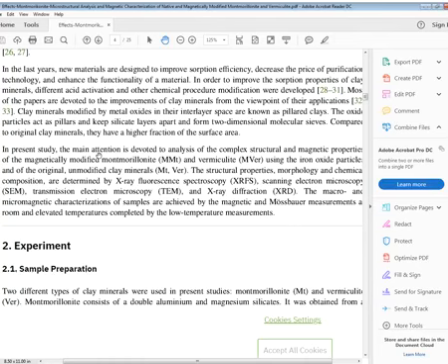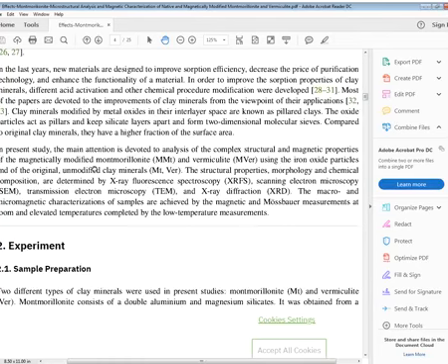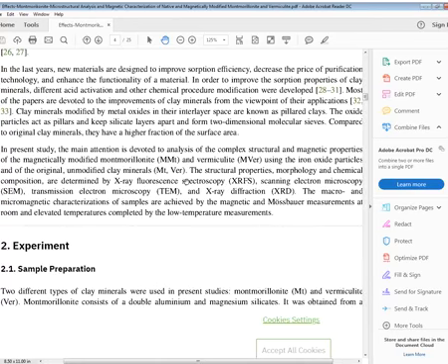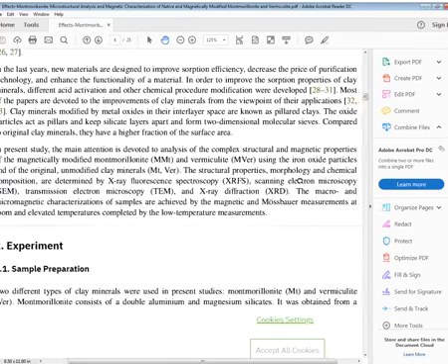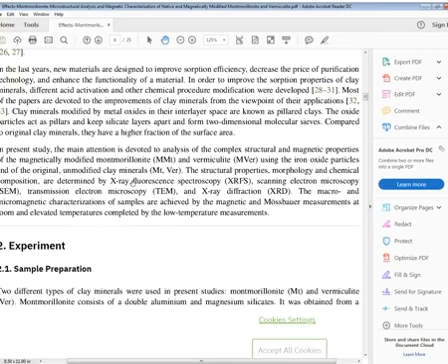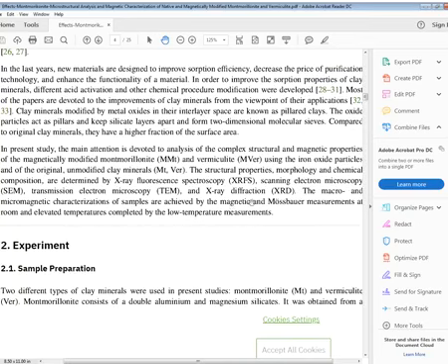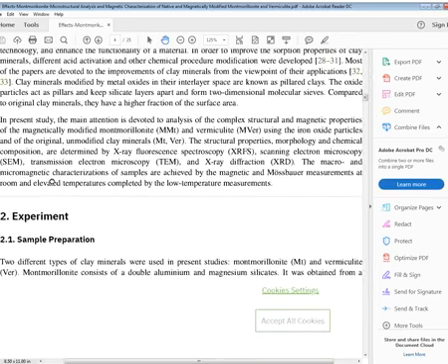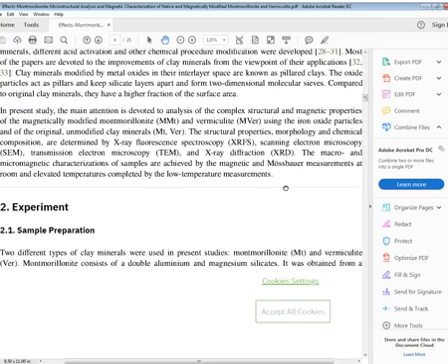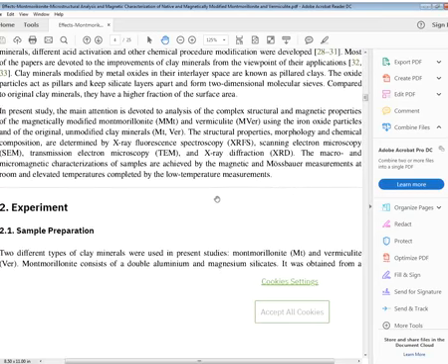In the present study, the main attention is devoted to analysis of the complex structural and magnetic properties of magnetically modified montmorillonite and vermiculite using iron oxide particles, and the original unmodified clay minerals. Structural properties, morphology, and chemical composition are determined by X-ray fluorescence spectroscopy, scanning electron microscopy (SEM), transmission electron microscopy, and X-ray diffraction. Macro and micromagnetic characterization of the samples is achieved by magnetic measurements at room and elevated temperatures, completed by low temperature measurements.